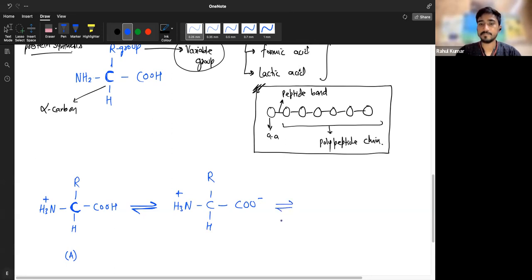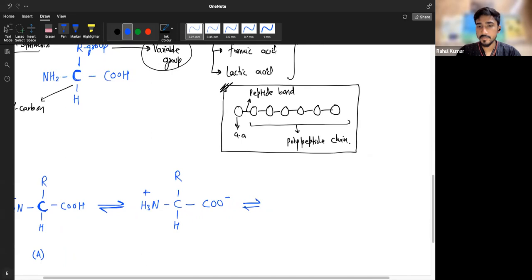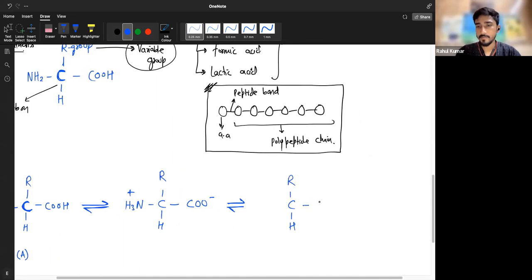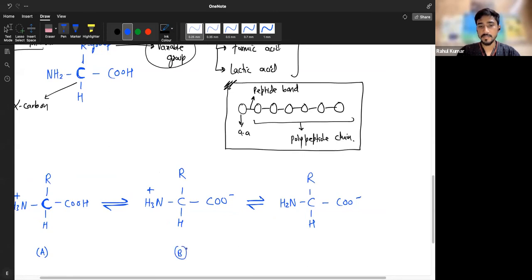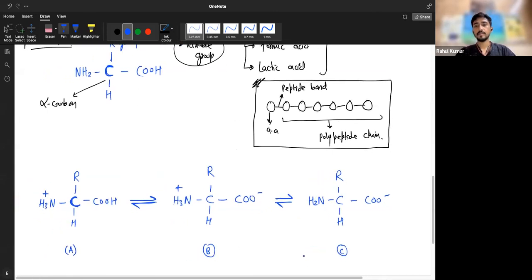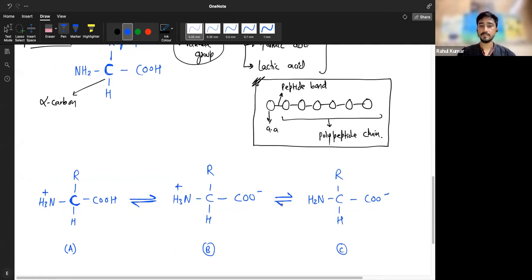Or the third condition is where it is stable as a negative charge. Please draw this yourself. This is NH2. Remember to put 2 here. When it is not positively charged, it is 2. So state A, state B, and state C. The structure of amino acids can oscillate between these three states. Is it clear?